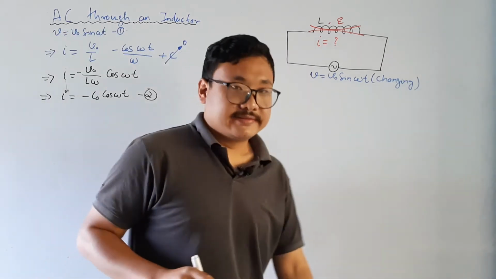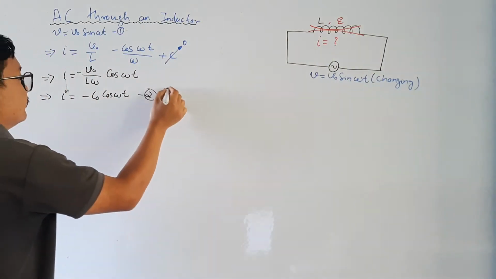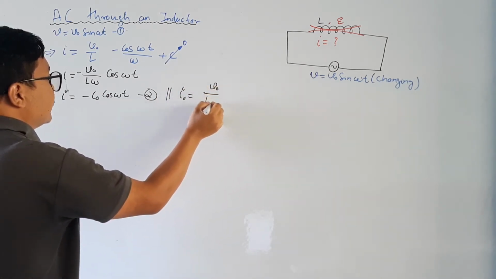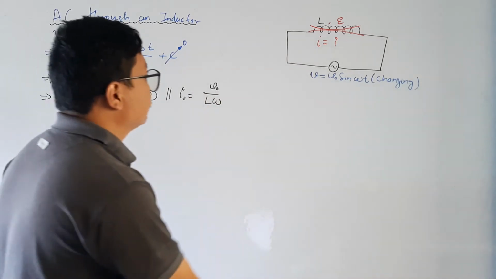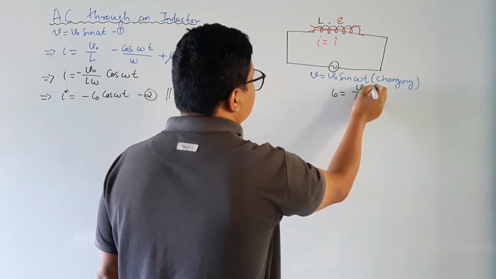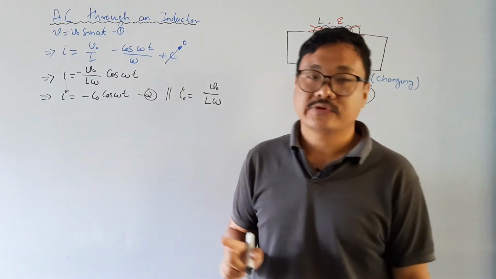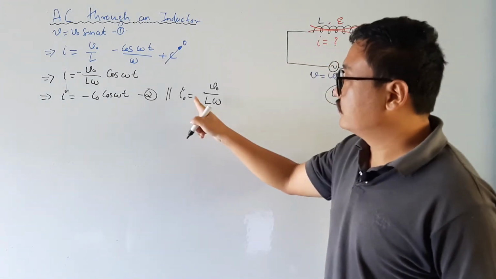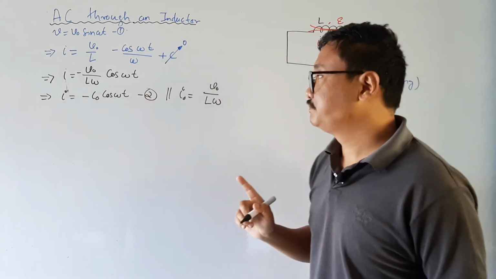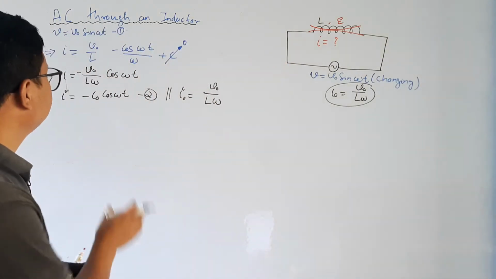So what is I0? What is the value of I0 here? This I0 is equal to V0 divided by L omega. Okay, so I will write I0 is equal to V0 by L omega, and it has very important significance in this topic. So I will discuss this term later on. For the time being, I am writing I0 is equal to V0 by L omega.